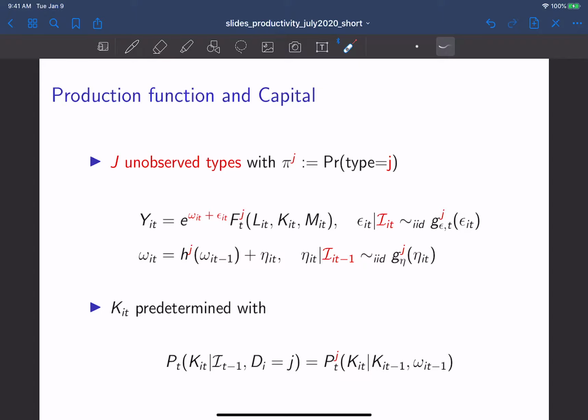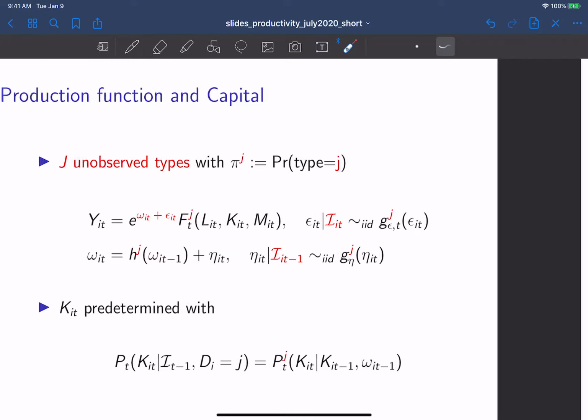No, it's a sequence, so the type is defined as a sequence of production functions over time. So each type is defined as a sequence. Yeah, right, but a sequence is defined. The sequence defines the type.